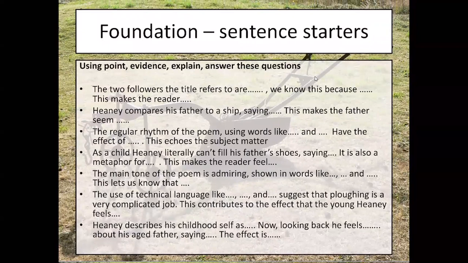Okay, so I did come up with some sentence starters that might help you if you're really struggling with this. So if that previous writing frame is still not enough for you, have a look at this slide and pause it, and this will hopefully give you a more solid foundation upon which to go. So these just give you a bit more and a lot more guided in how you might respond to this particular question.